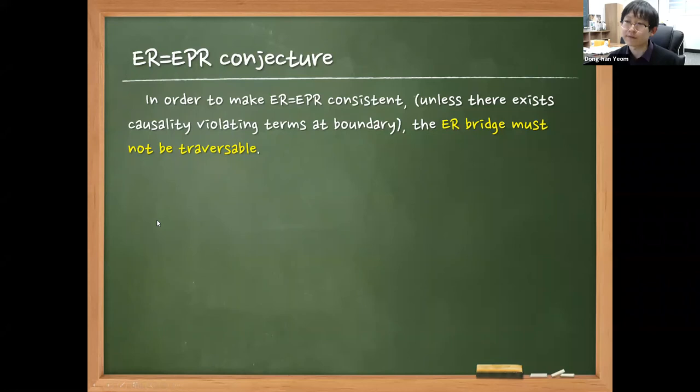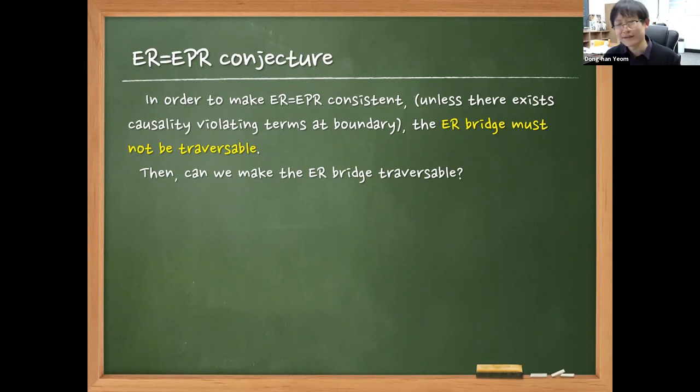Here is a parenthesis: there are some cases where, if you turn on causality-violating terms or some new interactions between the boundaries, you can make the Einstein-Rosen bridge traversable. These examples are already known, but unless you do that, the ER bridge must not be traversable. Maybe good researchers will demonstrate this kind of example, but very bad researchers like me think the opposite way. So, can we make the ER bridge traversable? I posed this kind of question.